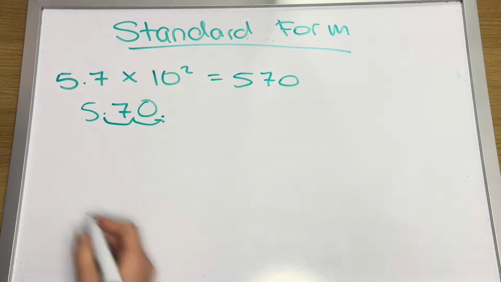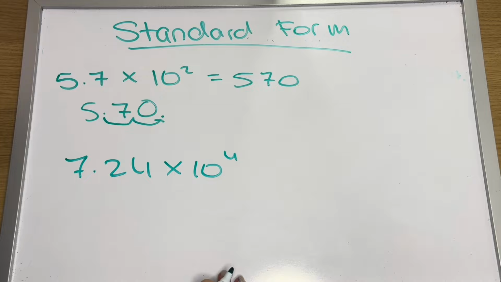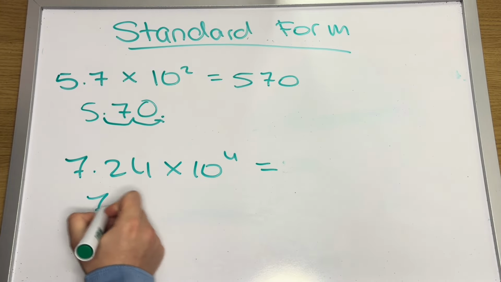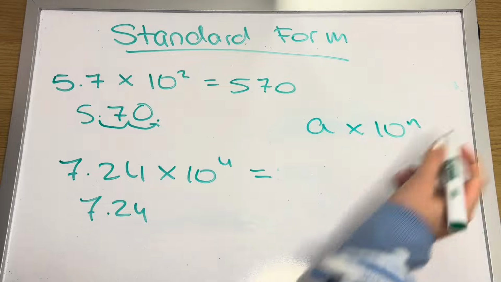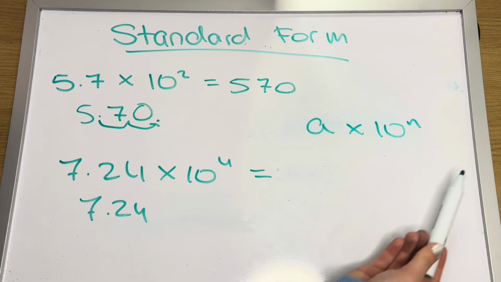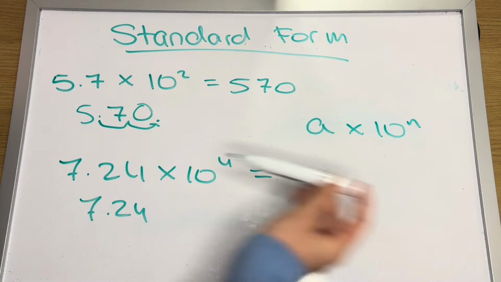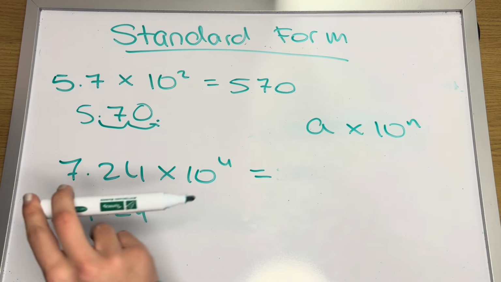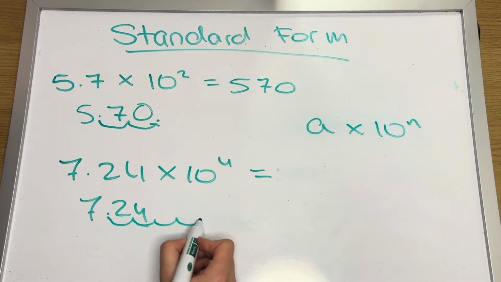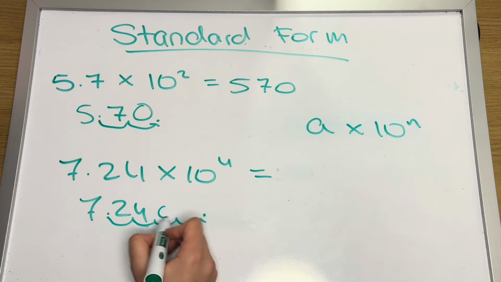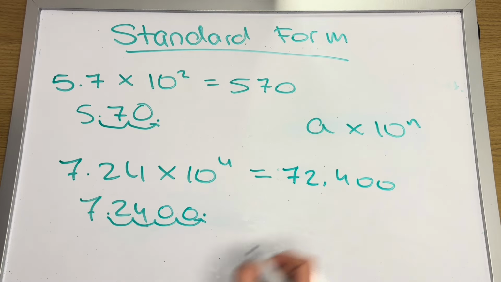Now, another example, if we're given 7.24 multiplied by 10 raised to the power of 4. Now we have to solve for this. 7.24 to the right. If this n was negative, that means I would have to move this decimal place to the left. But in this case, it's positive, so I'm going to move it to the right. I'm going to move it once, twice, 3 times, 4 times. This is where the decimal place would be. That means that there are 2 zeros here. So our number is 72,400.